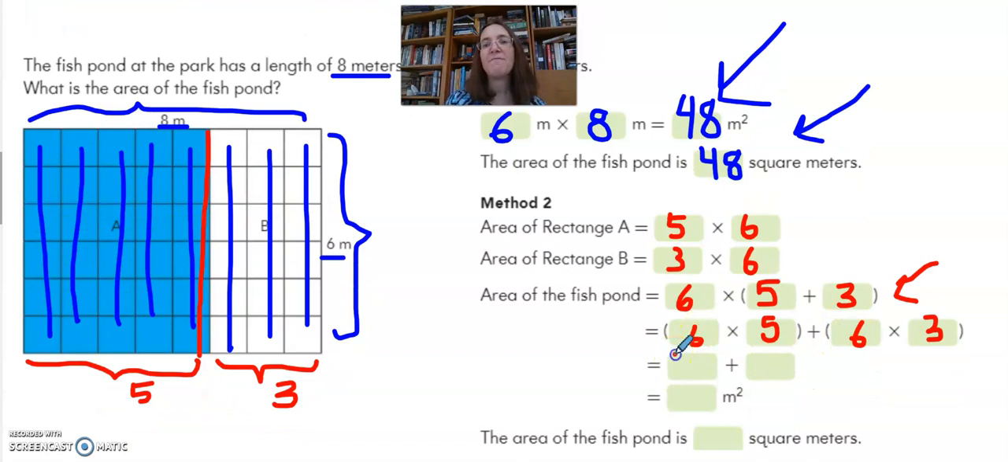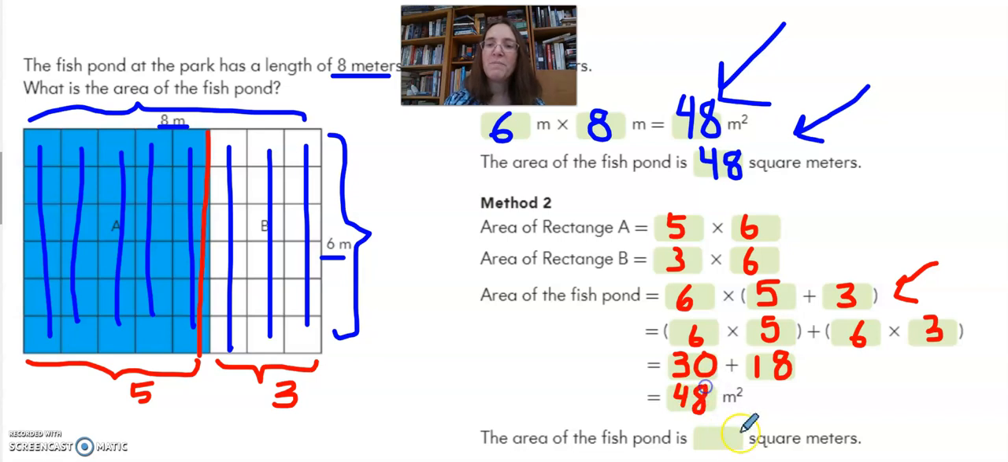Now 6 times 5 finally is 30. Have you been thinking that in your head for a super long time? Me too. And 6 times 3, let's see, 6 times 2 is 12, and 12 plus another group of 6 would be 18. And 30 plus 18 is 48 square meters.